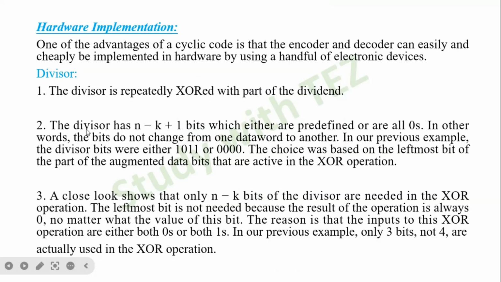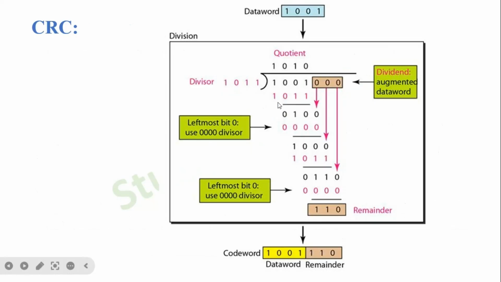And the next point is the divisor has n minus k plus 1 bits, which either are predefined or all zeros. What it means, I'll explain here. As I said in the previous video, looking at the leftmost bit, if it is 1, then you are taking 1 times the divisor. If the leftmost bit is 0, then you are taking 0 times the divisor. So either it will be the divisor or zeros.